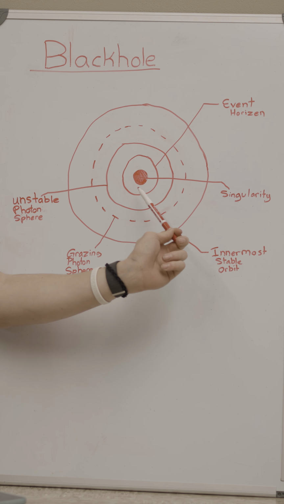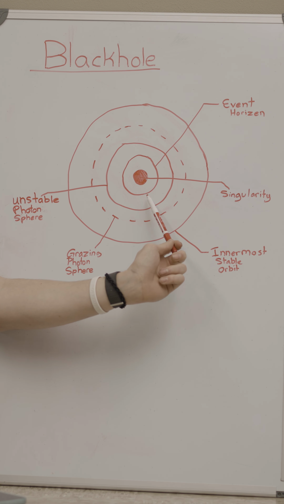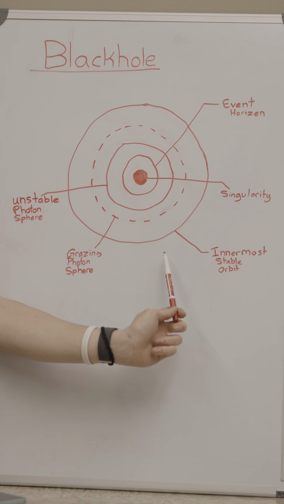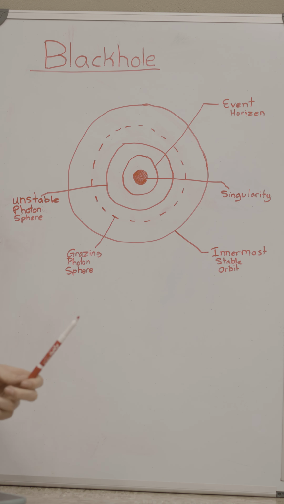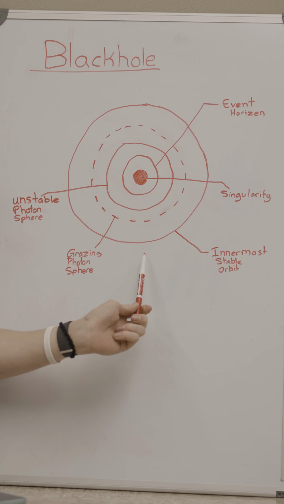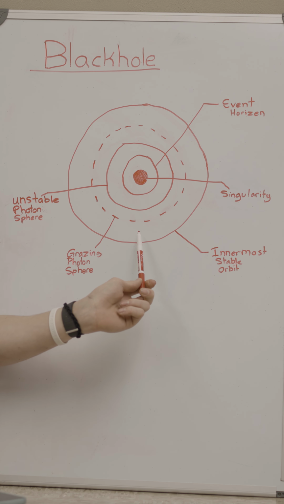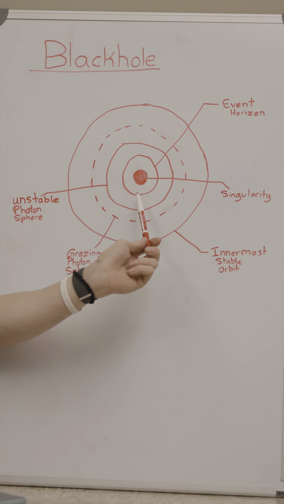This is a 2D view of a black hole's layers. First you have the singularity, the event horizon, the unstable photon sphere, the grazing photon sphere, and the innermost stable orbit. The innermost stable orbit is where all matter exists around a black hole. As soon as it passes this, it starts to get sucked into the singularity.